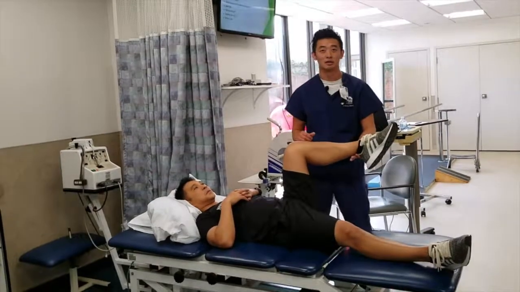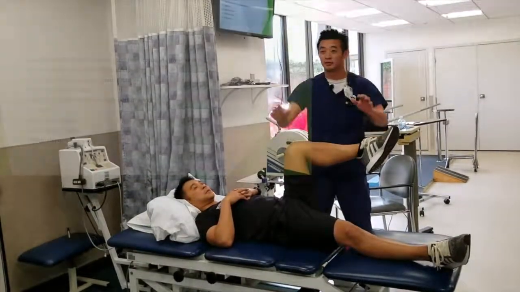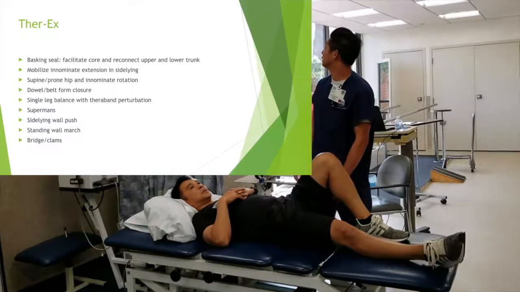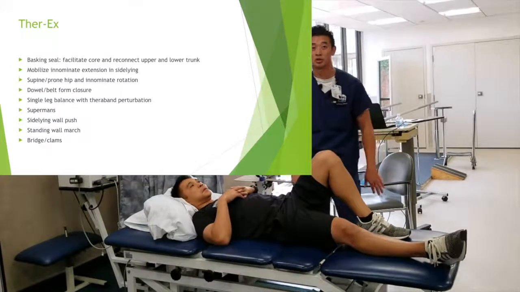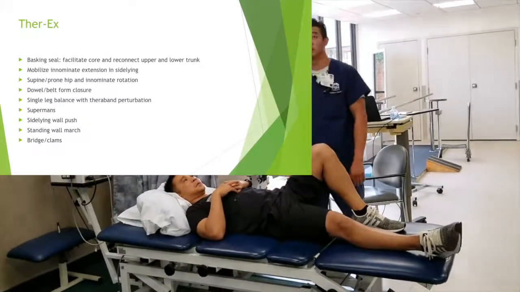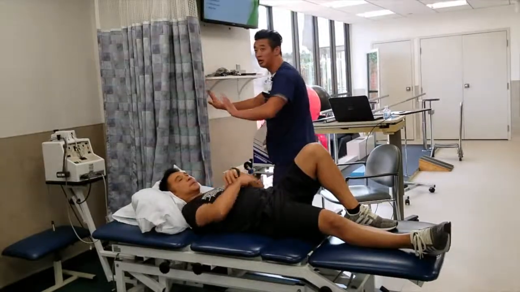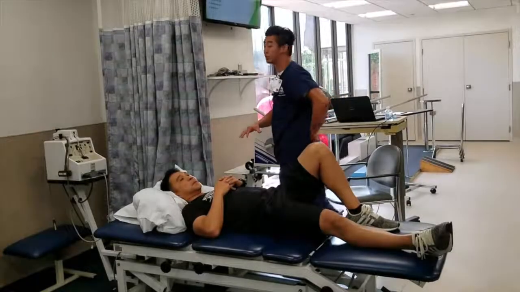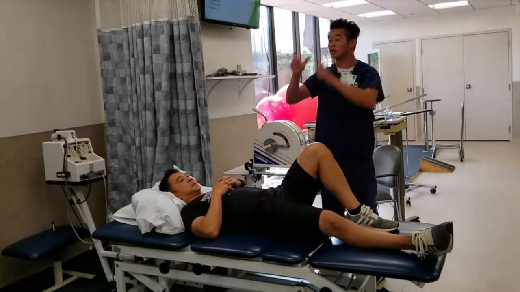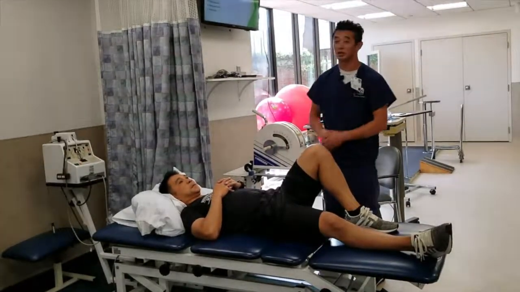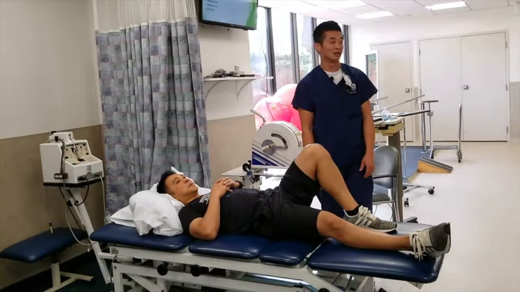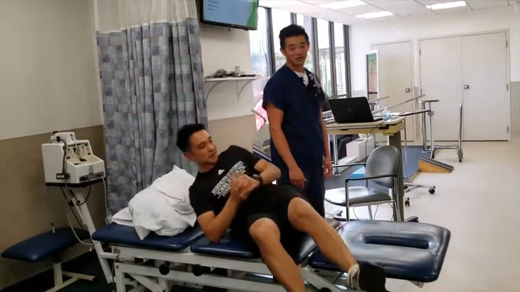Okay, single leg balance. You guys got that? Superman's obviously in prone. Sidelying wall pushing, so just working that hip extension into the wall, feeling that pressure buildup. Standing wall marches. He's just pushing into the wall, feeling that contraction, extension and movement of his innominates, and bridges and climbs like everyone does. Okay, sorry, ran out of time.